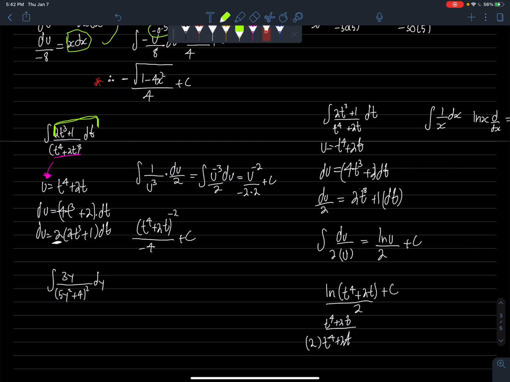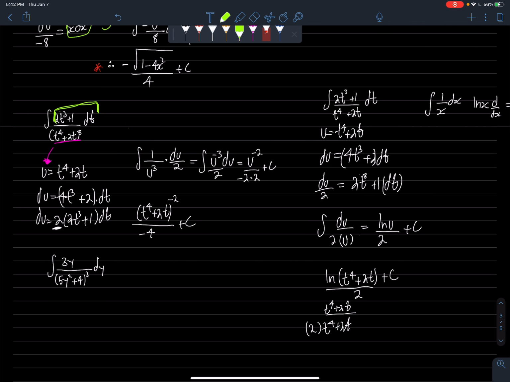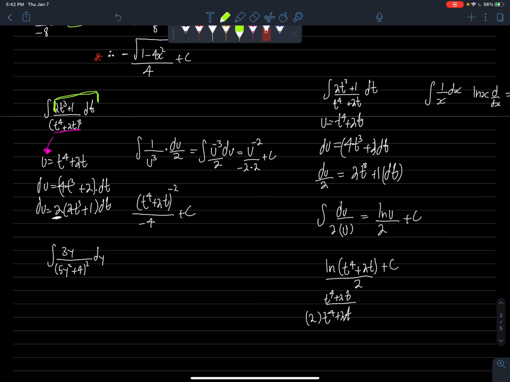The integral of that is very easy, and we just use the reverse power rule. U to the negative 3 over 2 du is just equal to u to the negative 2 over negative 4 plus c. And then we plug back in our u, and we're given the answer right here. T to the 4 plus 2t to the power of negative 2 over negative 4 plus c.